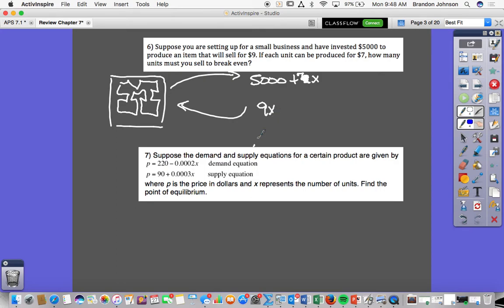So 9x is what's coming in. Concessions. M&M's. This is right. $9. So 5,000 plus 7x is what I'm sending out. The 9x is what's coming in. Okay. All right. Very good.